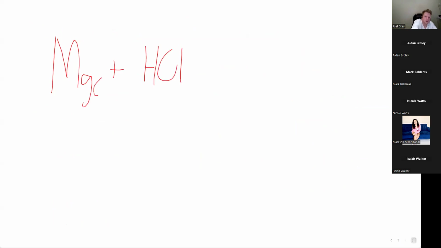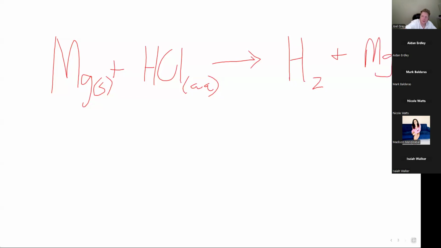But then what I want to do quite a bit of is have questions that show a chemical reaction. For example, let's go with Mg plus HCl. This is magnesium solid plus HCl, which is aqueous, so that's an ionic solution. That's going to produce hydrogen gas plus Cl2.